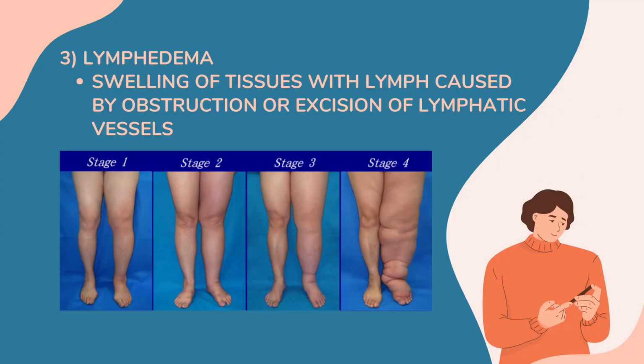Lymphedema is swelling of tissues with lymph caused by obstruction or disruption of lymphatic vessels. Lymphedema is a condition characterized by swelling, usually in the arms or legs, due to the accumulation of lymphatic fluid. This occurs when the lymphatic system, responsible for draining excess fluid and filtering harmful substances from the body, is compromised. Common causes include surgery, trauma, infection, or genetic factors leading to impaired lymphatic drainage.